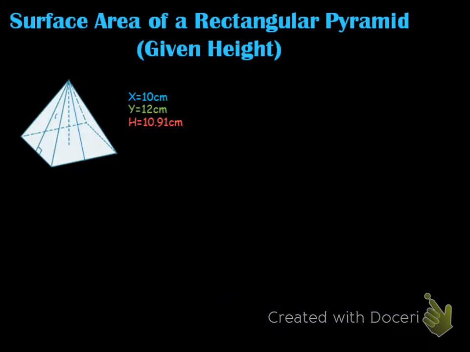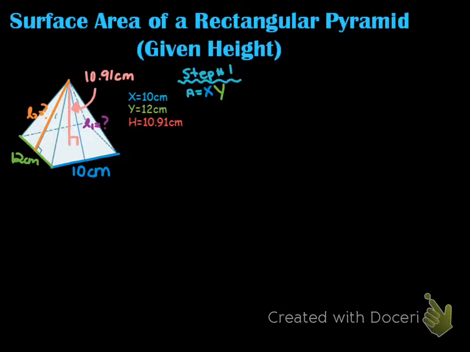In this problem, the width will equal 10 centimeters. The length will equal 12 centimeters, and the height will equal 10.91 centimeters. The laterals, or slant heights, will remain unknown. First, let's find the area of the base. The area of the base is given by the formula length times width, or area equals x times y. When we plug in our numbers, 10 times 12, we get area equals 120 centimeters squared.